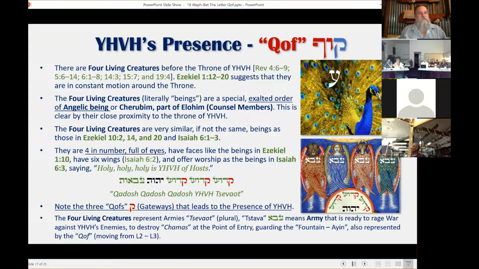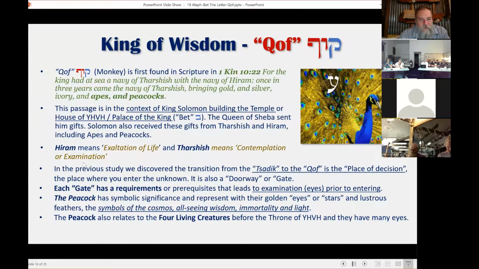And now we've got Solomon's temple, and some of the gifts he received in the process of constructing this temple is a physical representation of what is in the spiritual. So in the physical, we have the peacock. In the spiritual, we have the Tzevaot, or the four living creatures, with the same symbolism. And they guard the presence of the Almighty. They guard the gateway, the last gateway, the access point, the entry point. And that's where that examination takes place.